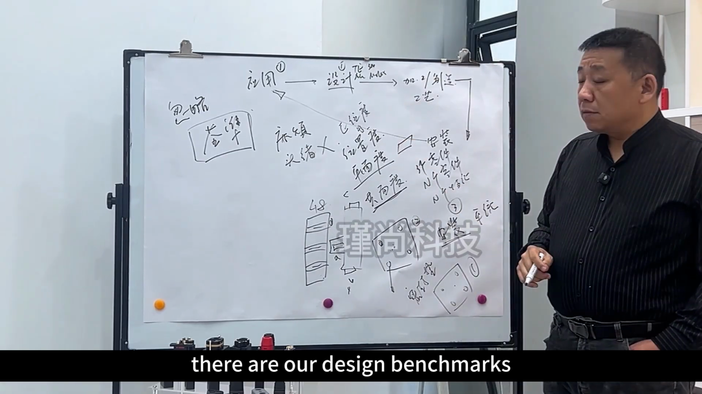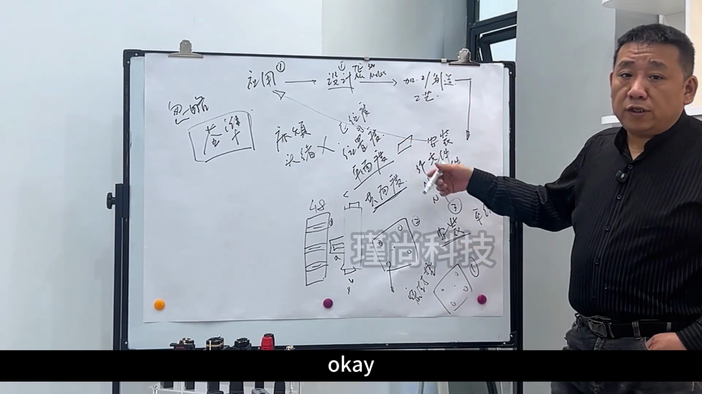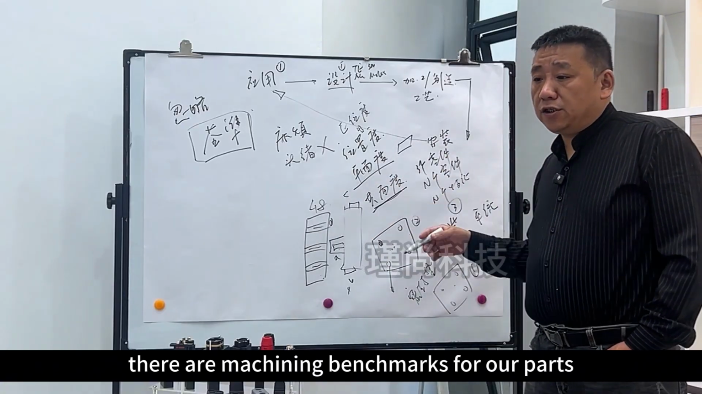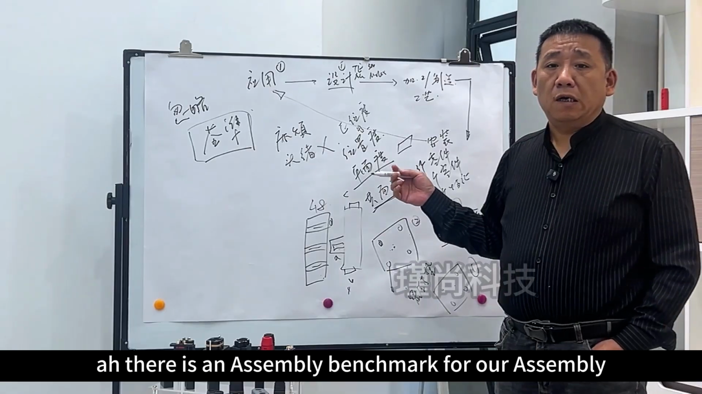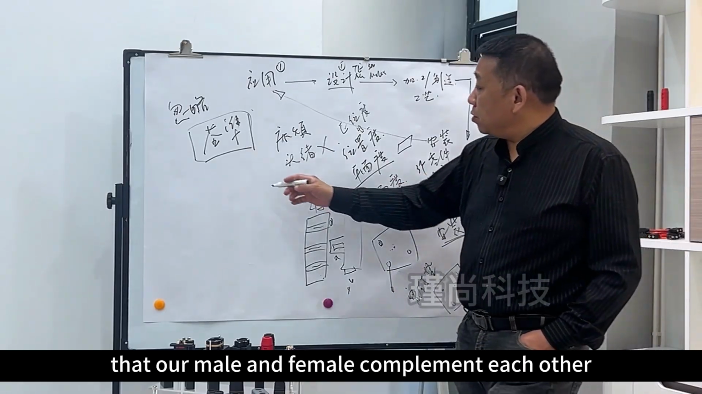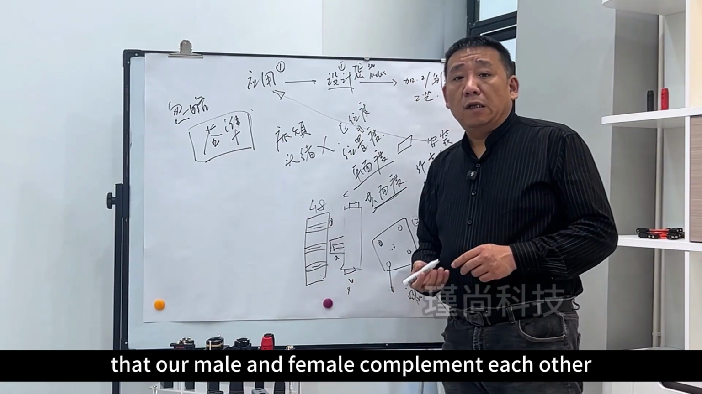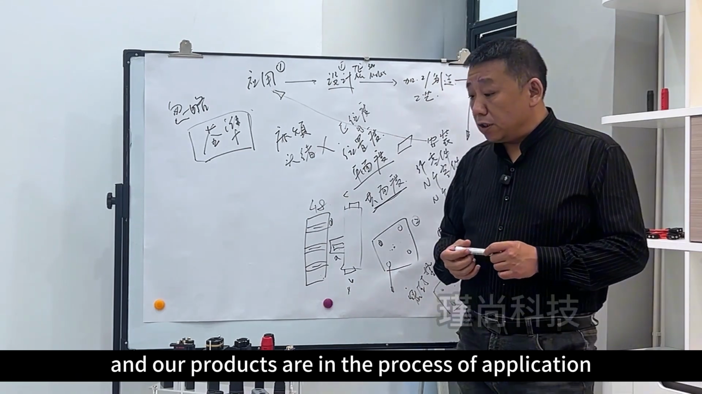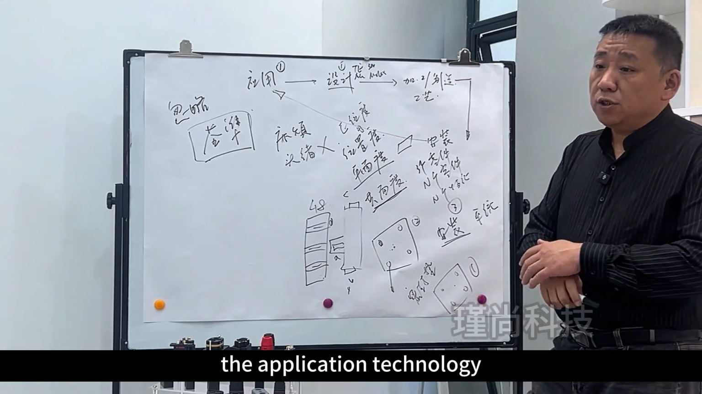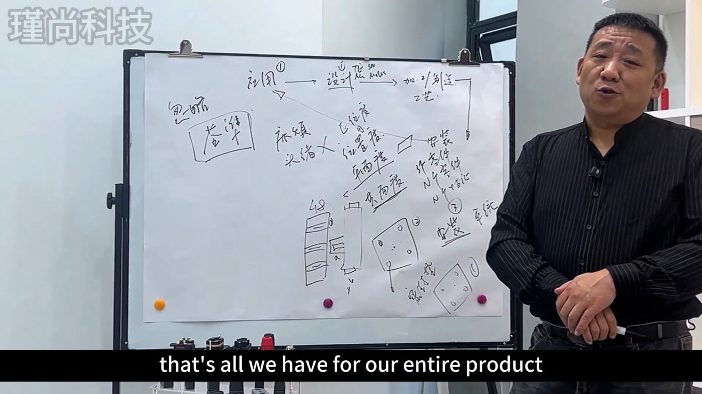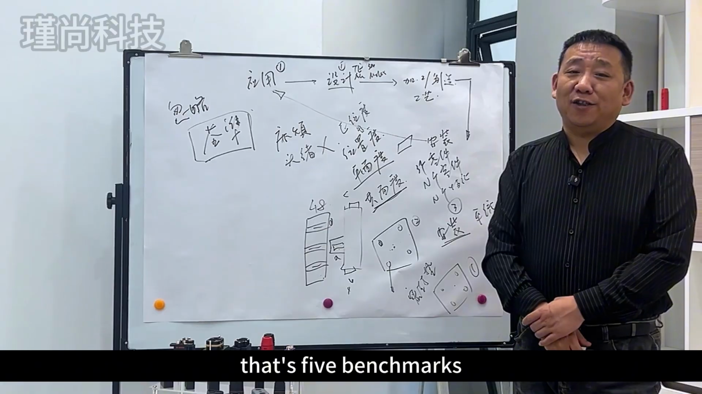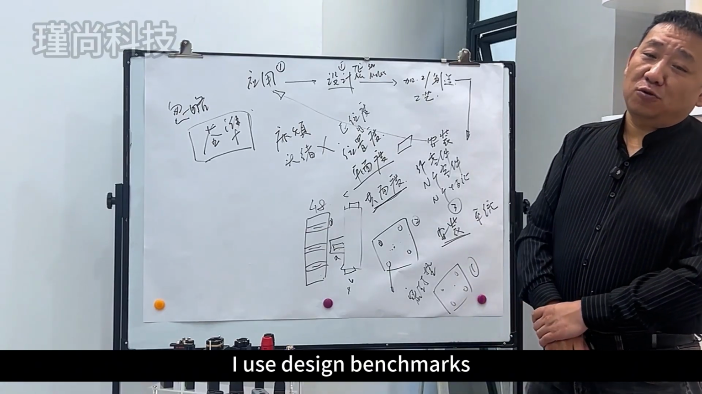There are our design benchmarks. There are machining benchmarks for our parts. There is an assembly benchmark for our assembly, the cooperation mechanism by which our male and female parts complement each other. And our products are in the process of application, the application technology that really realizes the function. That's all we have for our entire product. That's 5 benchmarks.